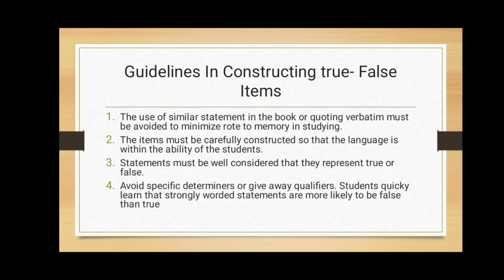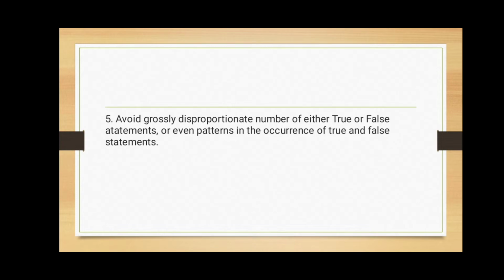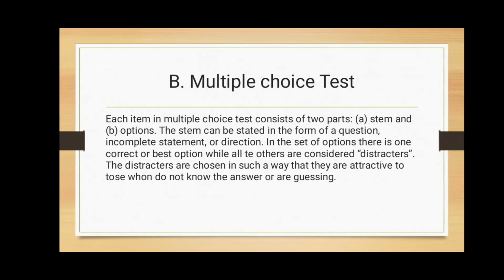Fourth, avoid specific determiners or giveaway qualifiers. Students quickly learn that strongly worded statements are more likely to be false than true. Fifth, avoid a grossly disproportionate number of either true or false statements, or even patterns in the occurrence of true and false statements. Multiple choice test.